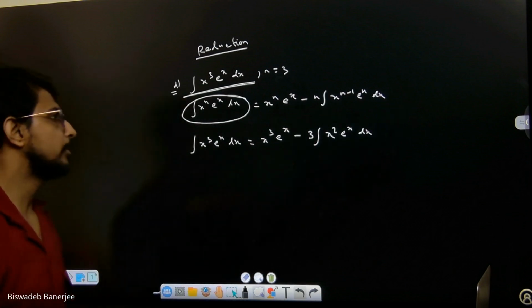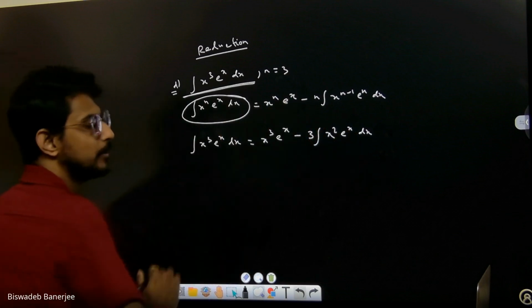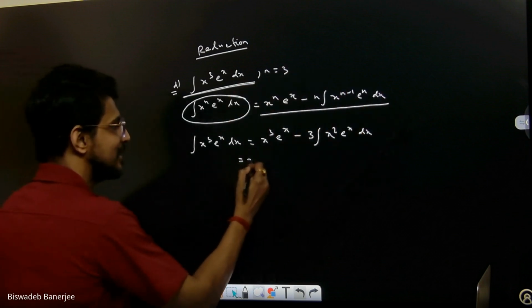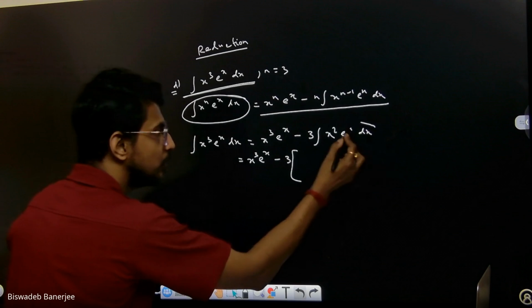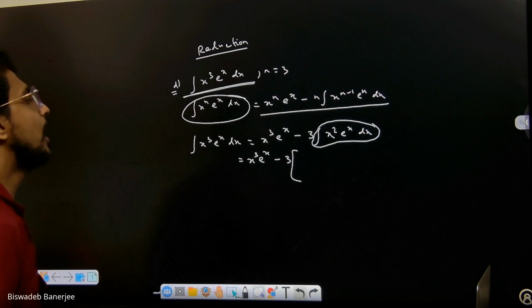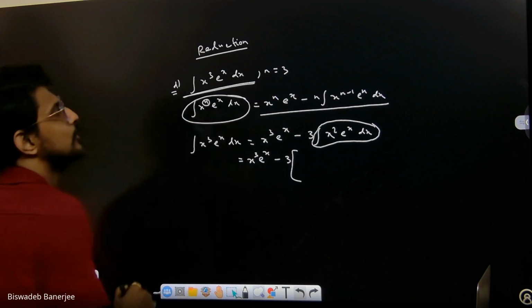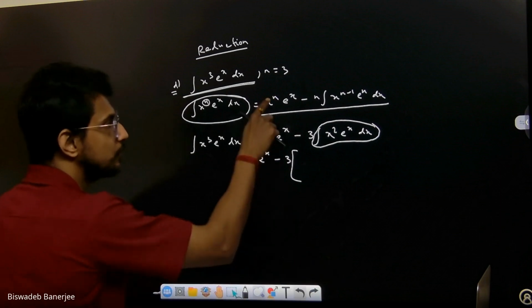How can we find the integral of x squared e to the power x? Again apply this formula. It's a good, tricky question. Now you have to find the integral of x squared e to the power x. Just put n equal to 2.